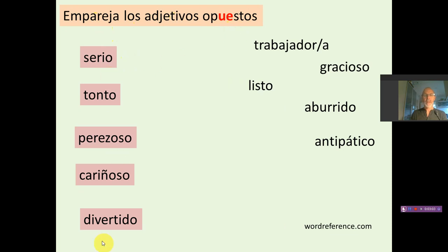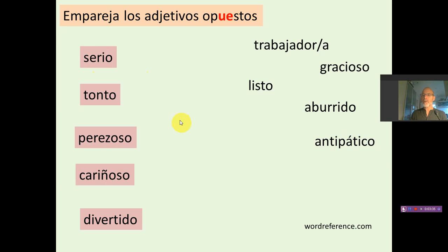So down here in a column, 1, 2, 3, 4, 5, 5 adjectives. And across here, 5 adjetivos de carácter. So these are character or personality adjectives. And you need to, for example, with serio, in the 5 adjectives over here, you need to find the opposite adjective to serio. So if you think, for example, the opposite of serio is antipático, you're going to write antipático.